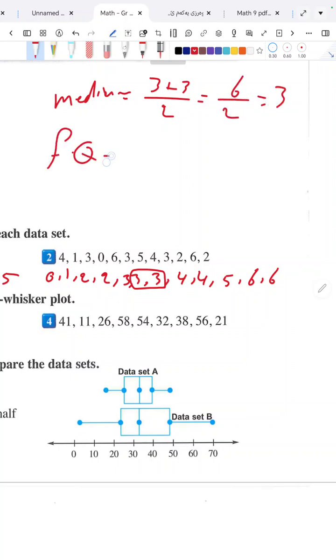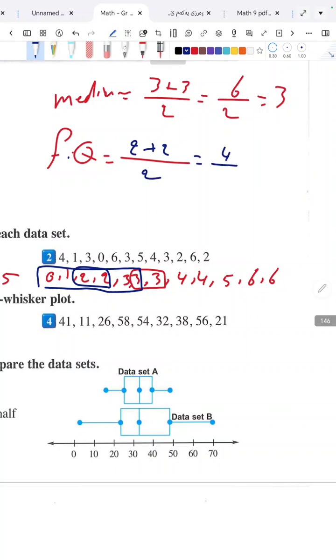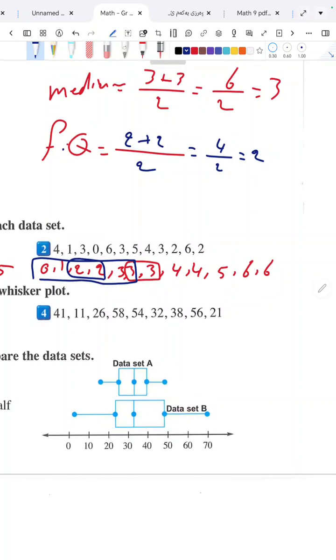First quartile is what? As I told you, when you have two medians for the first quartile, you have to count the first median with the lower half. Now you have to count 3 with this part. As you can see here, we have 2 as median. So to find the first quartile, 2 plus 2 divided by 2, which equals 4 divided by 2 is 2. For the other part, I will count the second 3 with the upper half.